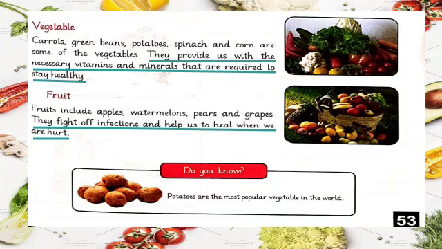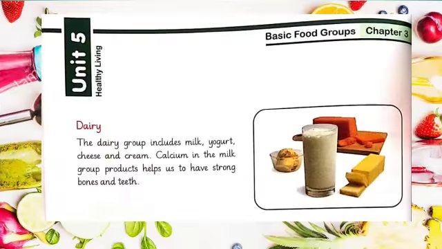A box is given at the last of the page. Do you know? Potatoes are the most popular vegetable in the world. Underline this line. Open page number 54 of your textbook. Write today's task. Next group is dairy group.